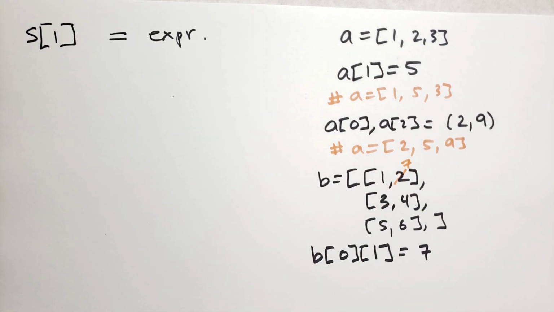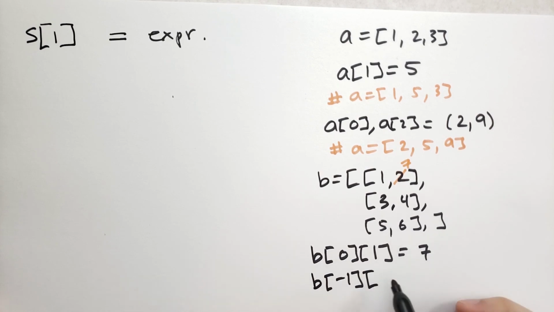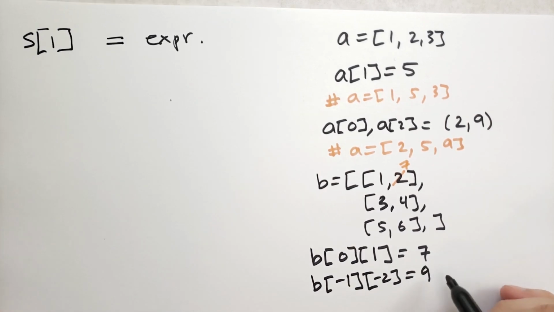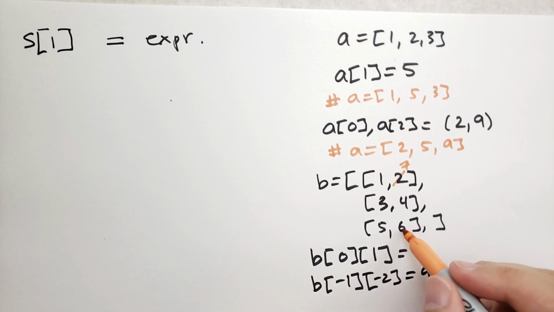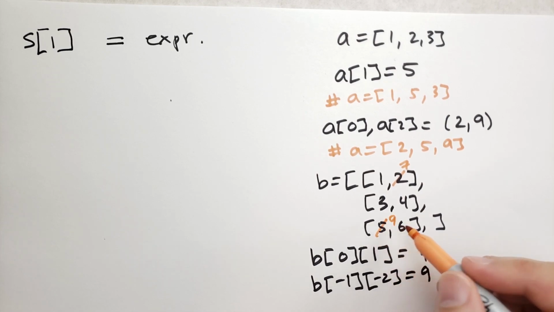Note that we can also use negative indices. So I could say b of -1, so the last element of b, and in there I'm going to say the second to last element, we're going to assign that to 9. And so we go to the last element of b, which is this list here, and we take the second from the last. So this is the last, second to the last, and we reassign that to 9, okay?